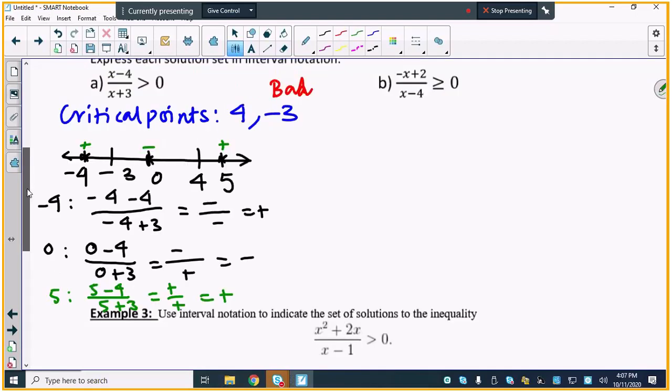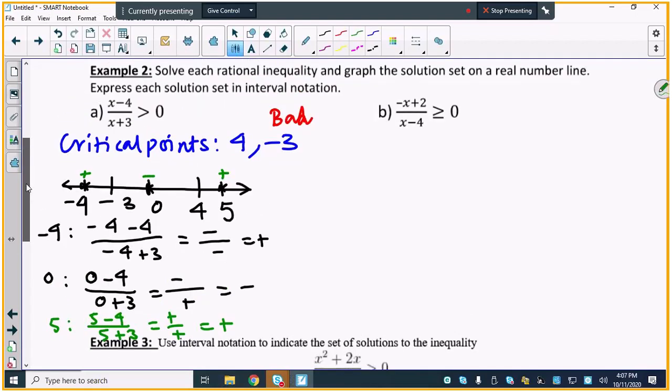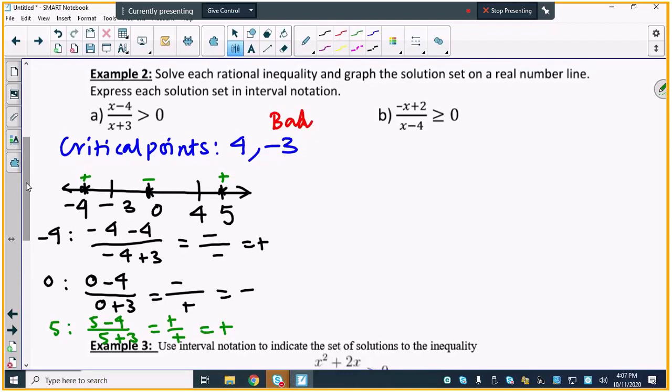In this problem, you wanted positive because you wanted greater than 0. It is strict, so I will have open dots, and my solution intervals are going to be these two. So how do I write it? We say negative infinity to negative 3, union 4 to positive infinity.